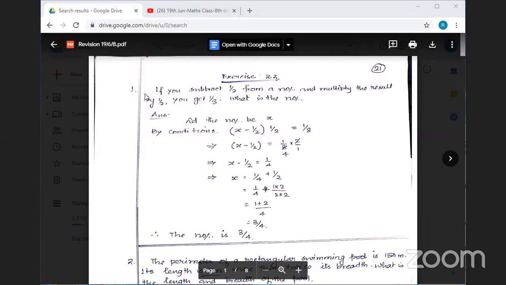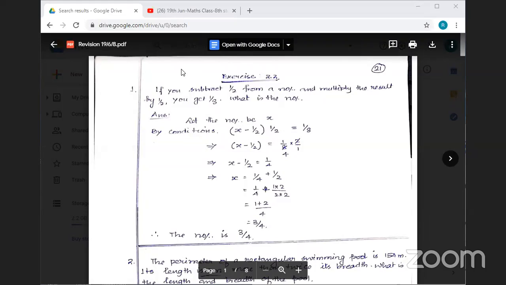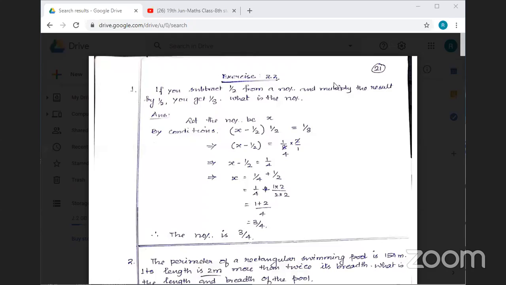Today we will see exercise 2.2. Yesterday we saw exercise 1.2.1. Today we will be seeing exercise 2.2. Are you able to see the screen? Yes, sir. Okay. Now, what is the first question?